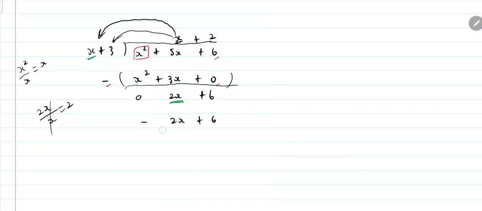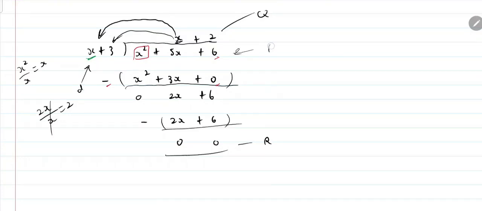I'm going to subtract, all right? 2x minus 2x is 0. 6 minus 6 is 0. So I have no remainder. All right? Remainder is 0. This is my quotient. This is my divisor. And of course, this was the dividend f.